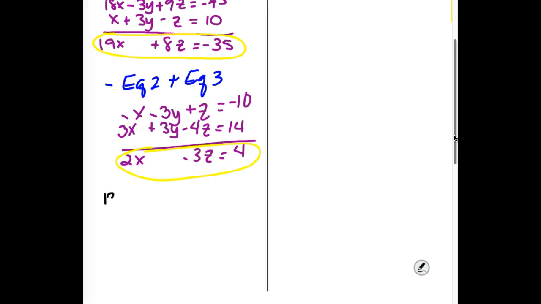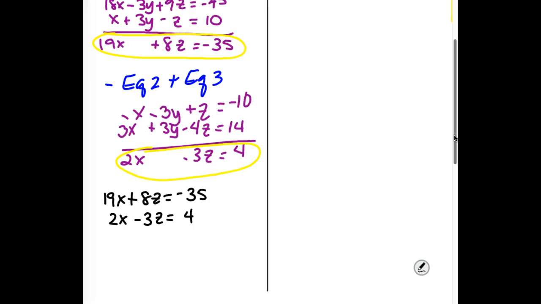Let's use 19x plus 8z equals negative 35 and 2x minus 3z equals 4. That's my new system. 2 variables, 2 equations. We're going to solve it the way you've been solving them for the last few days.